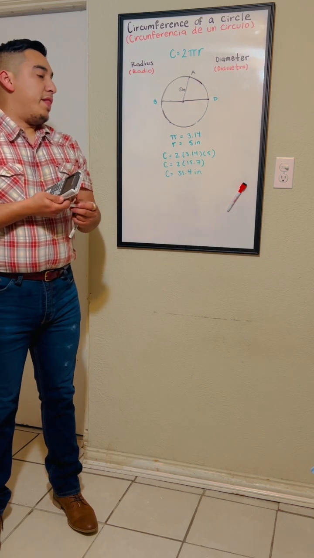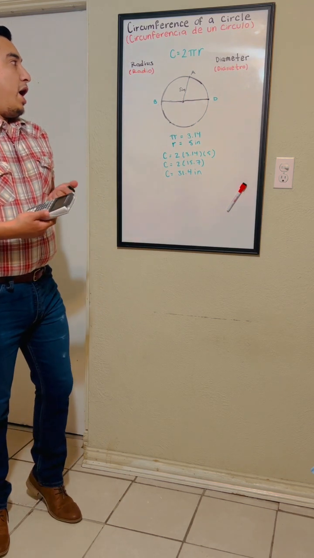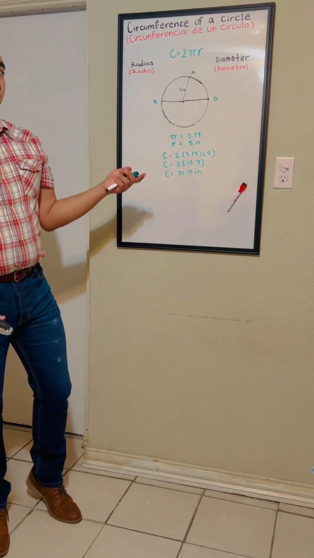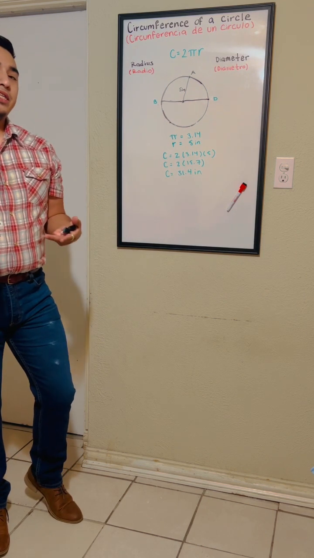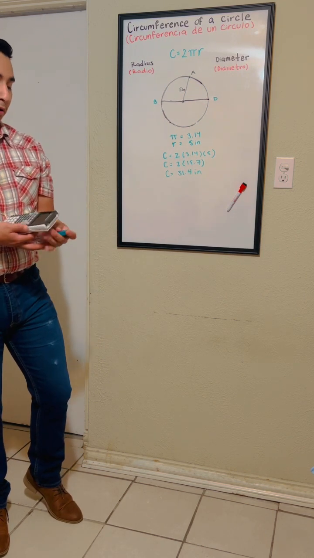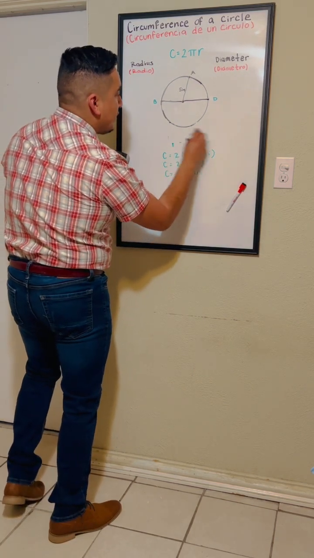Well, now that we have the circumference of the circle, let's try doing it, but now with the diameter. If they give us a diameter, they don't give us a radius. Now let's see how that will look. So we're going to go ahead and erase all this.